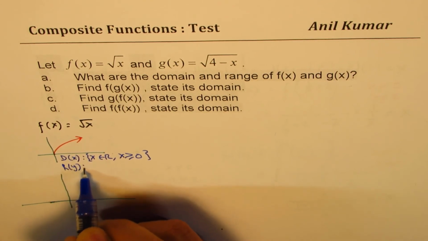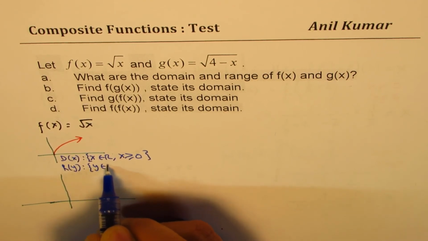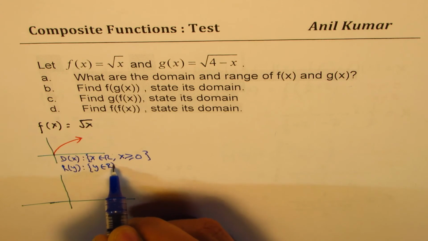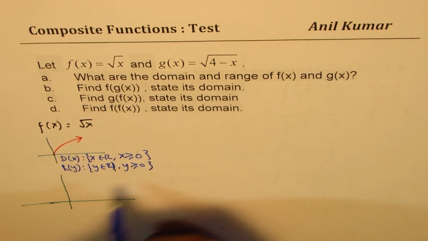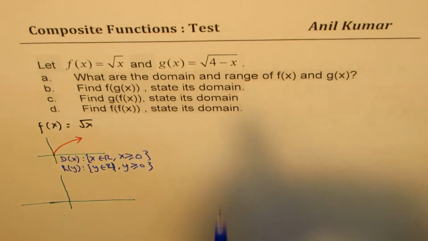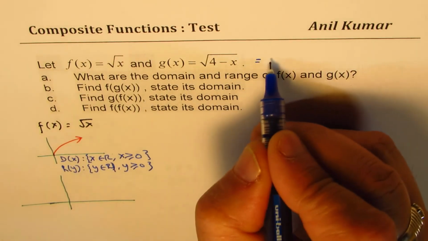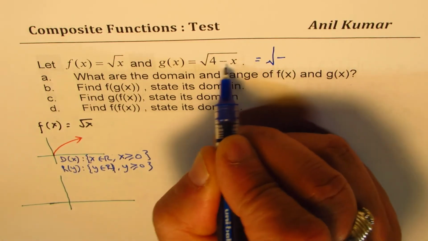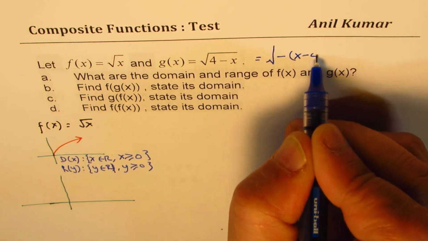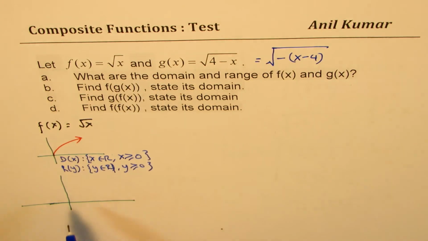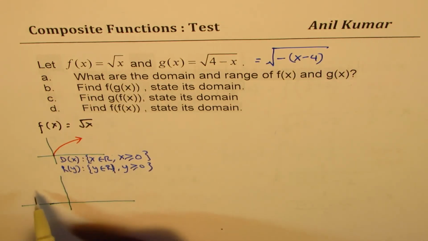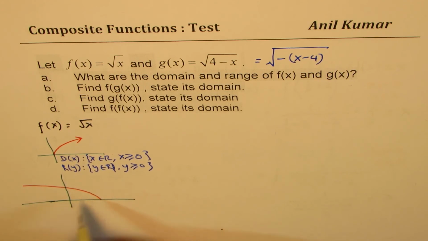Range is y belongs to real numbers where y is greater than or equal to 0. Now this function g of x, think like this. We could rewrite this, taking minus common, as x minus 4. Now that is better. That means it has been reflected and then moved 4 units to the right. Correct? So it's kind of like this.